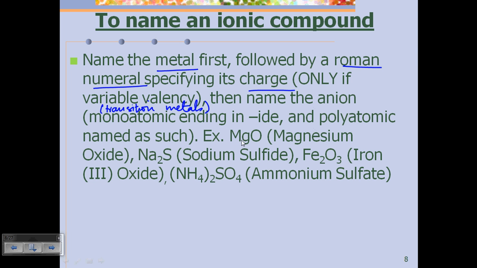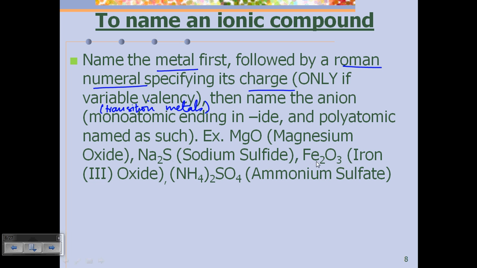Now let's practice naming some of the ionic compounds. MgO, you know it's an ionic compound because there's metal Mg present in it. You know magnesium is part of the alkaline earth group, which is group 2, so it will not show variable valency, so you'll just simply name it magnesium oxide. Na2S, again Na is part of group 1, so it does not show variable valency, so you'll name it as sodium sulfide.